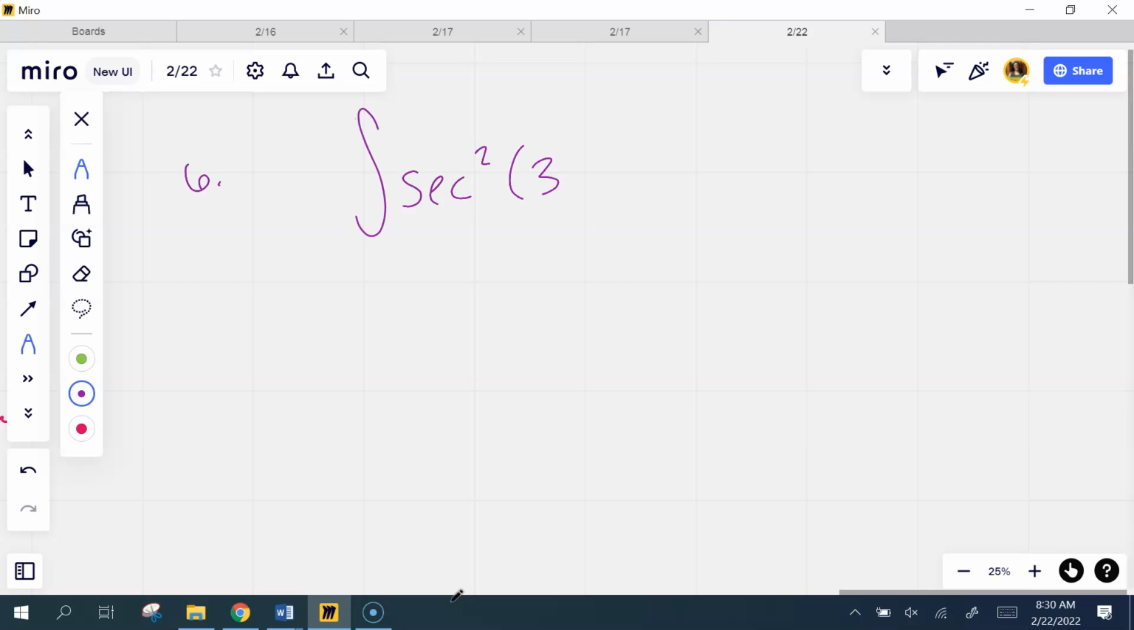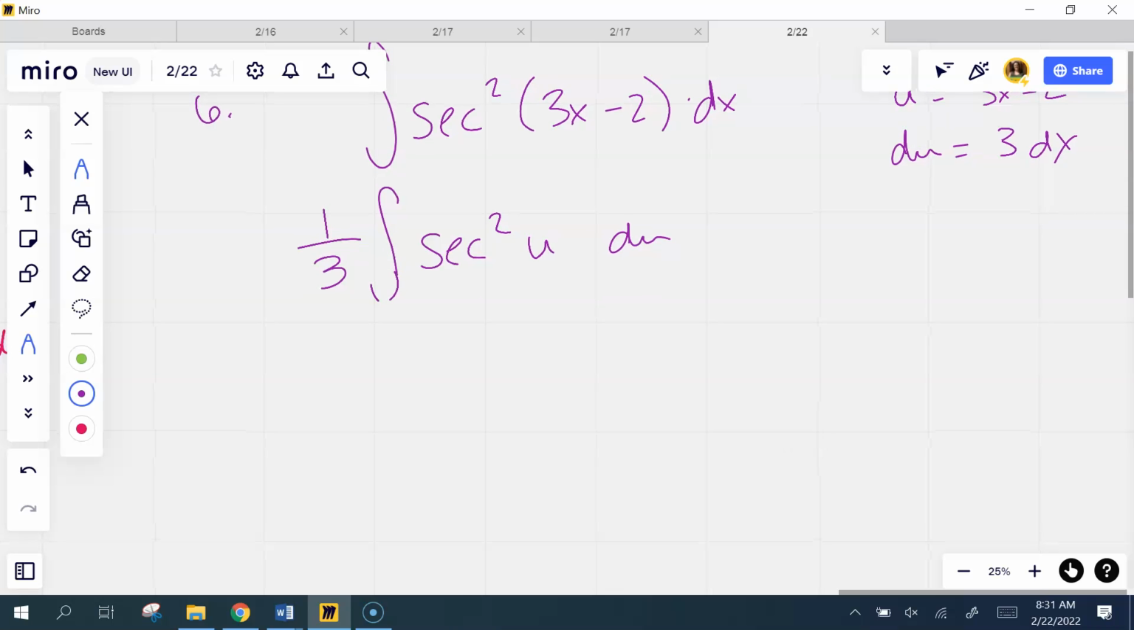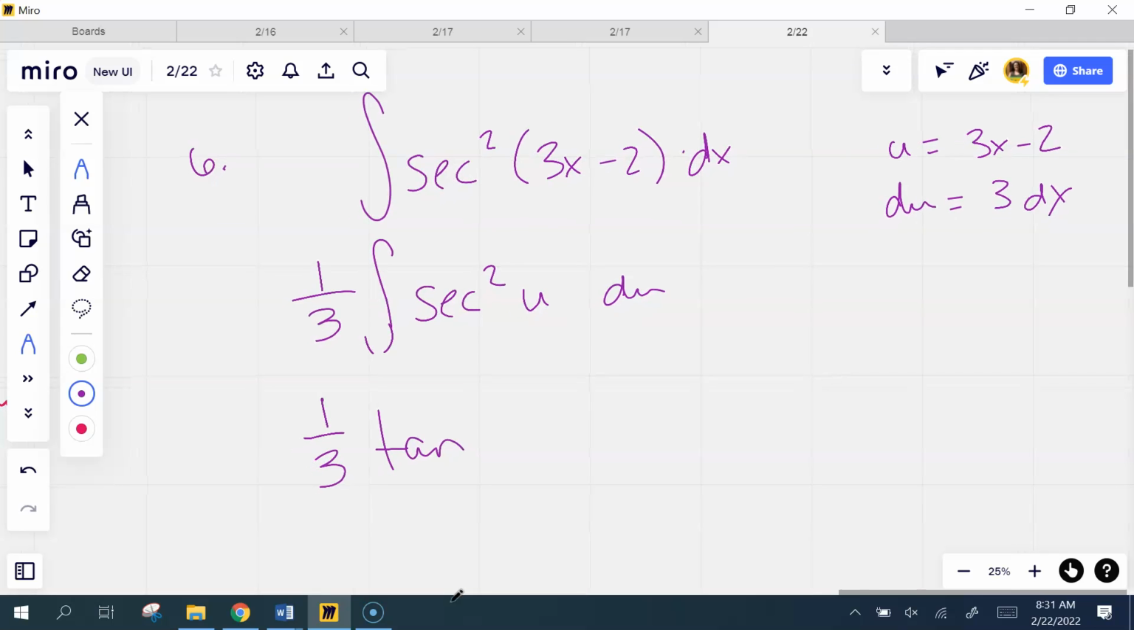Secant squared 3x minus 2 dx. So if I let u be the 3x minus 2, du is going to be 3 dx. Which means if I need a 3 here, I need a 1/3 outside. The antiderivative of secant squared is tangent. So you get 1/3 tangent of u, which is 3x minus 2, plus c.